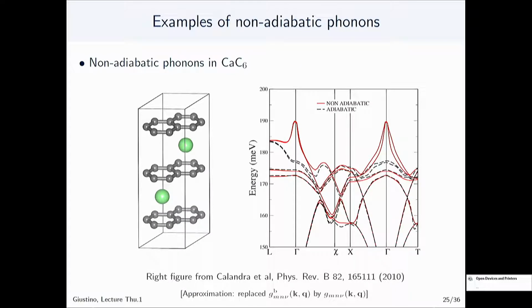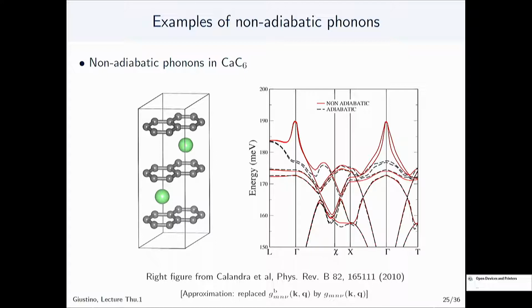So this is another example from the same group. This is essentially calcium intercalated graphite, so essentially layers of graphene with calcium in the middle. What they did here is the complete phonon dispersion. The black line is the phonons that you get from Quantum-Espresso, the DFPT. And if you switch on this non-adiabatic effect, the way I showed you earlier, you actually get the red lines.